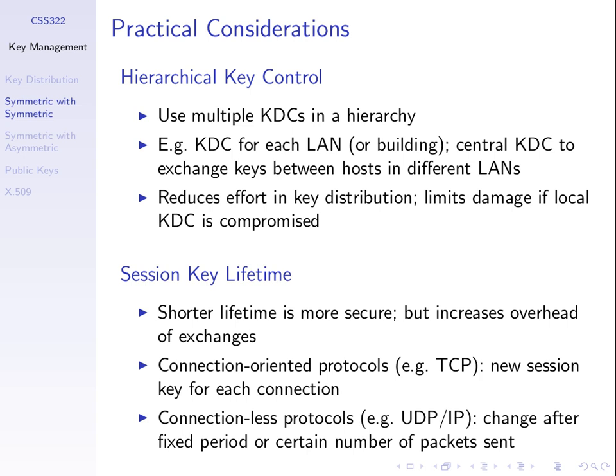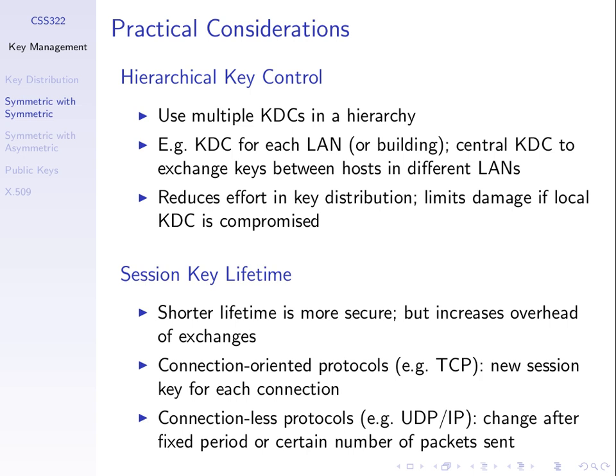In large networks, you can have a hierarchy of KDCs because, let's say, a large network, SIT's network, we have two campuses. We have one KDC in this campus, a second one in the other campus to serve the users in that campus, and in fact the two KDCs can obtain and distribute master keys via a top-level KDC, so we can have some hierarchy of KDCs that help in distributing the keys. So one for each LAN or building, and then a central one to exchange keys between hosts in different subnets.